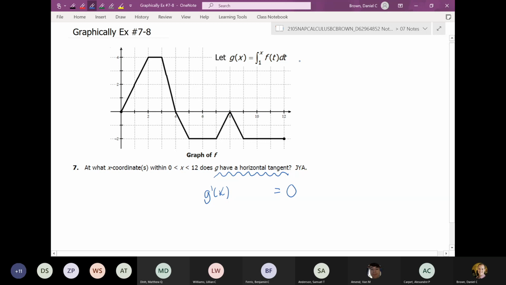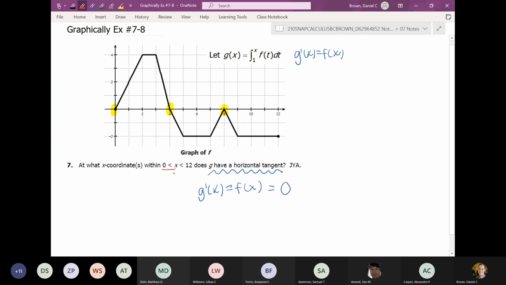Using the second FTC, we already said that g prime is equal to f of x. So I want to clearly state that in my answer. g prime is equal to f of x, which is equal to 0. Well, where is g prime equal to 0? Where f is equal to 0, which does occur at 3 places, but we do have an open interval, so we're not going to include 0. So that's going to happen at 0 and 8.